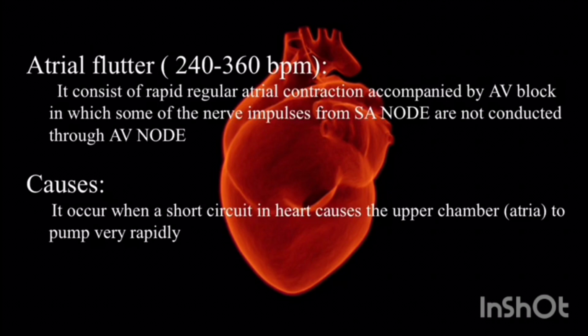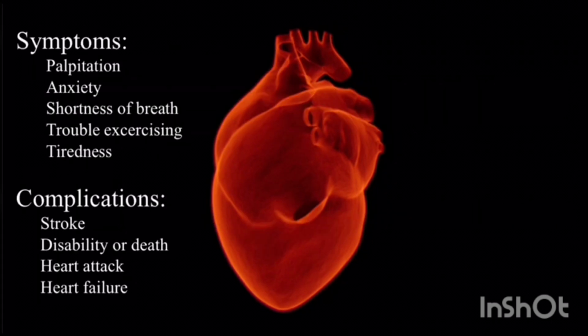Second one is atrial flutter. It consists of rapid regular atrial contraction accompanied by AV block in which some of the nerve impulses from the SA node are not conducted through the AV node. Causes: it occurs when a short circuit in the heart causes the upper chamber, the atria, to pump very rapidly. Symptoms: palpitation, anxiety, shortness of breath, trouble exercising, tiredness. Complications: stroke, disability or death, heart attack or heart failure.